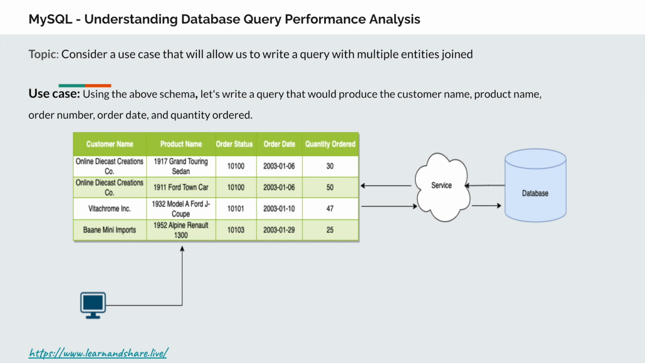So to summarize, we'll be writing a query which will give the output something like this, and we will try to understand multiple ways to execute the explain statement for that specific query.